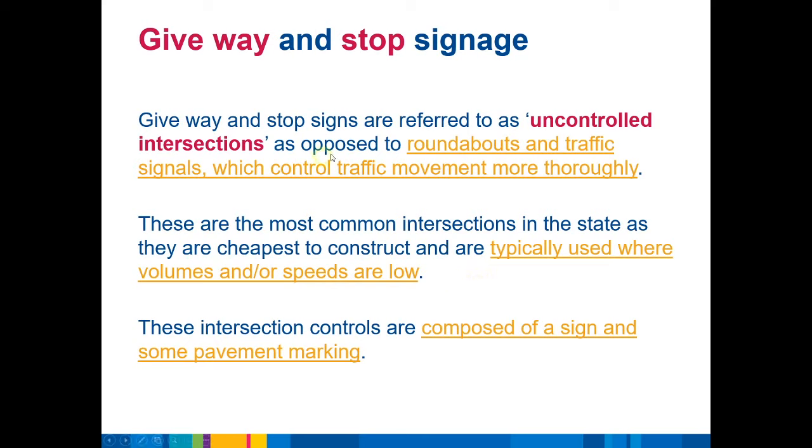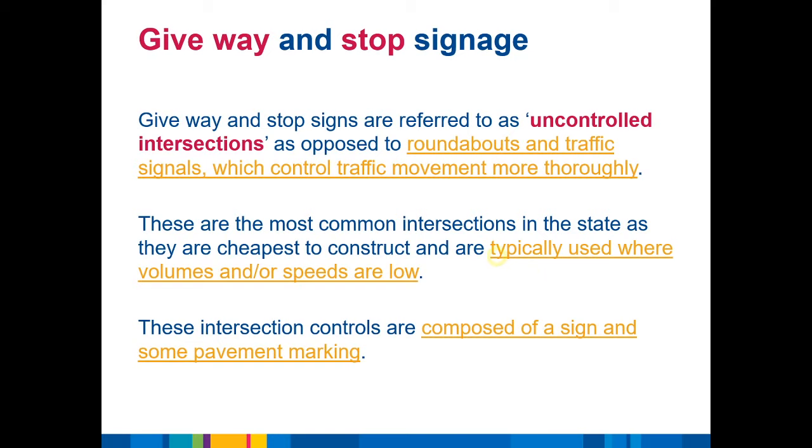So give way and stop signs, these are what we refer to as uncontrolled intersections. If you check your key lecture questions for this topic, you'll see that question 10 is asking you what is an uncontrolled intersection. It's basically something other than a roundabout or traffic signals. So a roundabout physically controls movement, and traffic signals provide signaling control, but a give way and a stop sign, the signage is referred to as an uncontrolled intersection. There's basically nothing telling the driver exactly what to do other than their ability to read a sign and to use their own judgment as to how to cross the intersection.